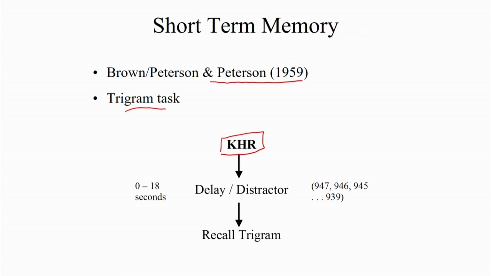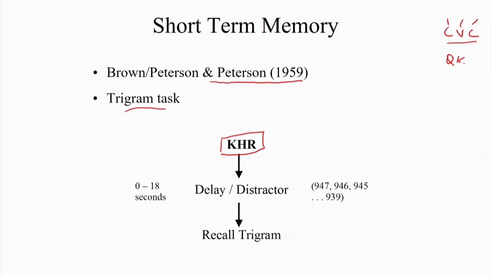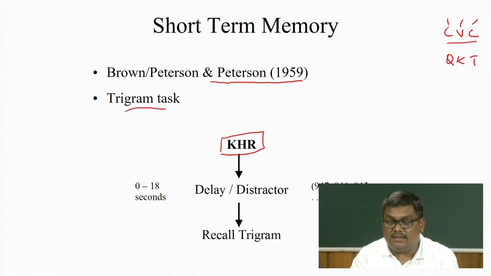What he did was create 3-letter words of the format CVC, the consonant-vowel-consonant format, so in CVC he combined 3 letters of the English language together so that they do not make any meaning. For example, KHC or QKT. These do not make meaning, and so they are combined together, and this is what a trigram is.